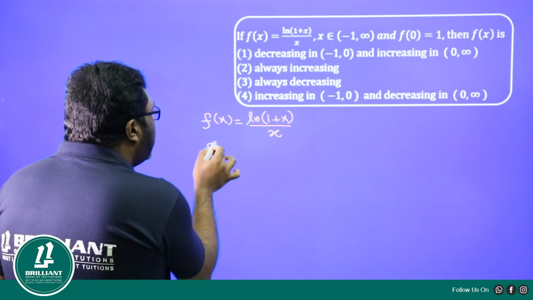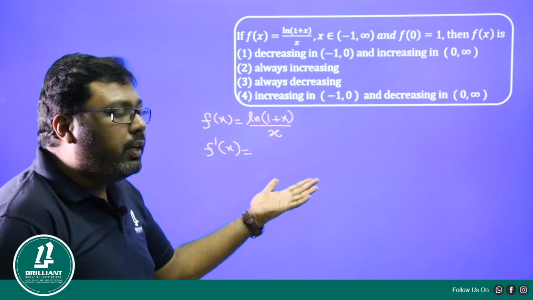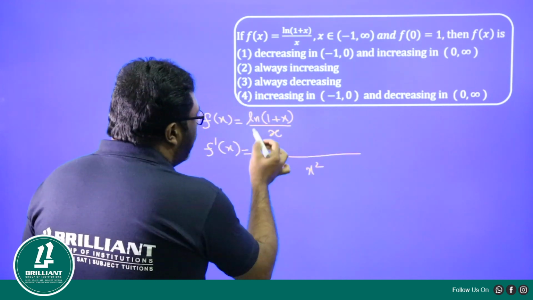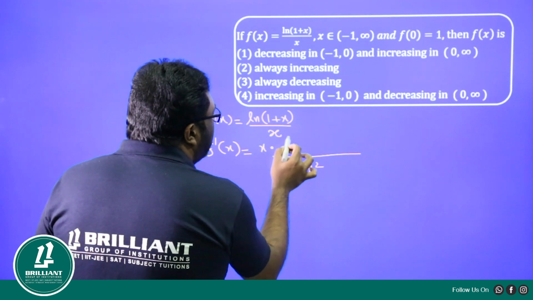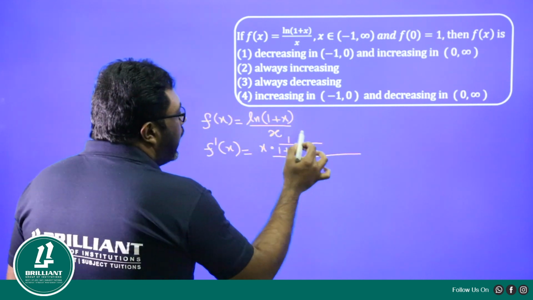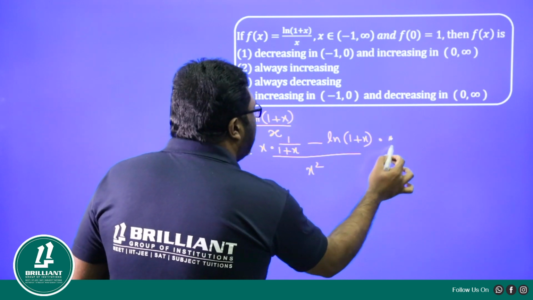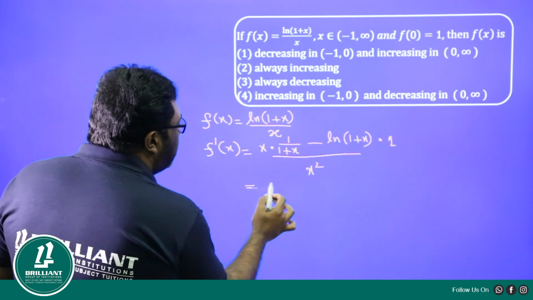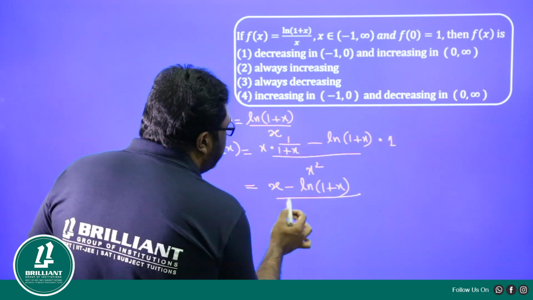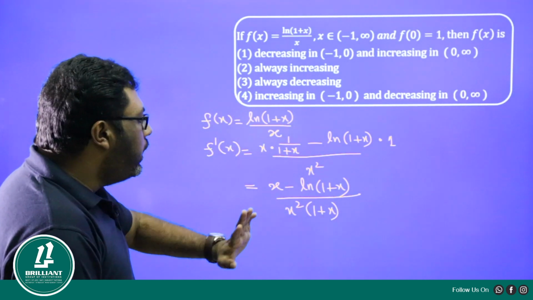Let's find what is the derivative of this function, because derivative is what helps us to analyze whether it is going to be an increasing or a decreasing function. Quotient rule, denominator square. What happens in the numerator? x into derivative of ln of (1 plus x), minus ln of (1 plus x) into derivative of x, which is 1. Let's take the LCM. The numerator is x minus ln of (1 plus x) divided by x squared into (1 plus x).